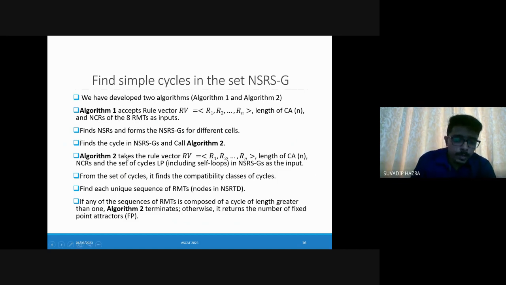algorithm 2. For algorithm 2, our input will be the rule vector, the length of the CA, the NSR and the set of cycles in each NSRSG. From the set of cycles, it first considers the compatibility class, then it will find each unique sequence. If the sequence of RMT is composed of more than one fixed-length cycle, then the algorithm will terminate, else it will return the number of fixed points.